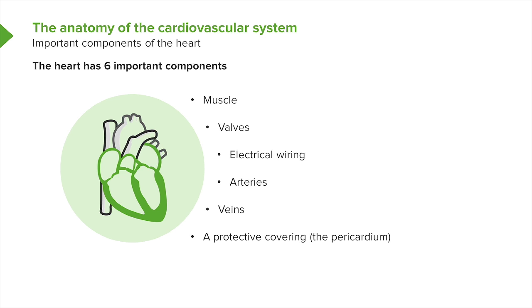It returns to the right atrium along with the superior and inferior vena cava to be circulated again from the right ventricle into the lungs to gain oxygenation and to give up its carbon dioxide.